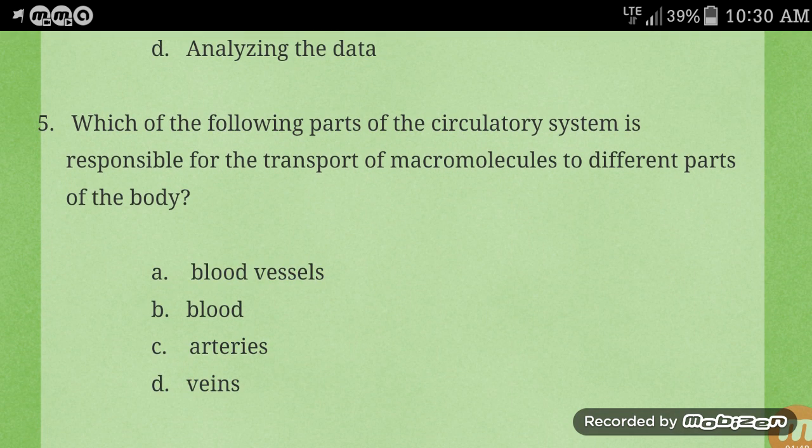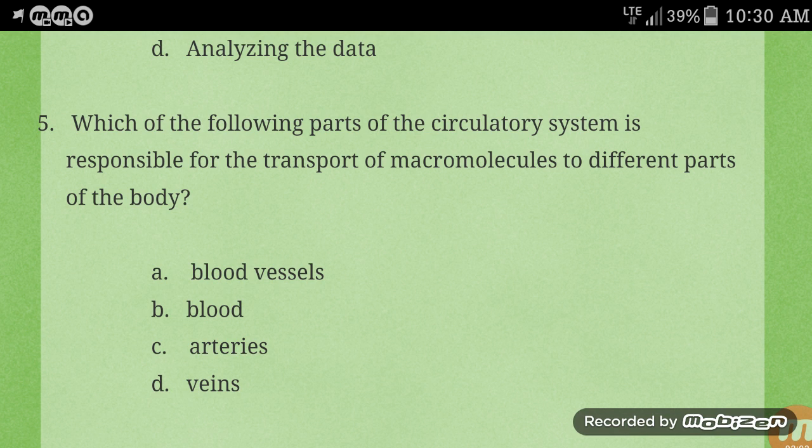Next one, which of the following parts of the circulatory system is responsible for the transport of macromolecules to different parts of the body? Blood vessels, blood, arteries, or veins? Which of the following do you think? So it's the blood, okay?